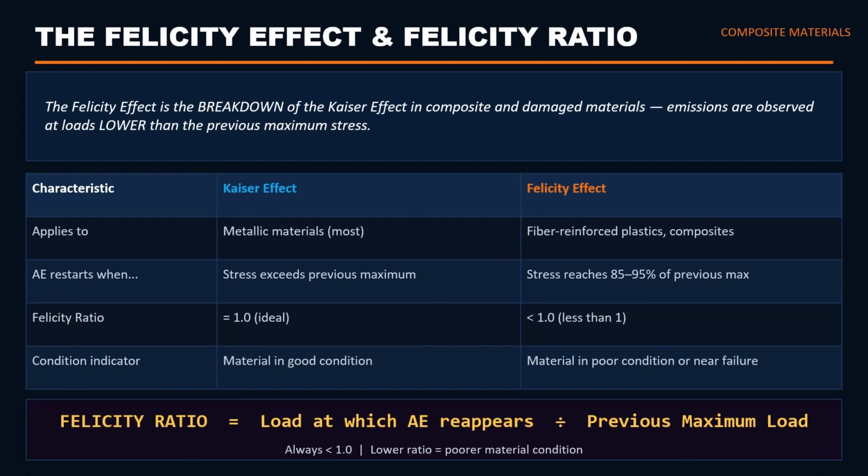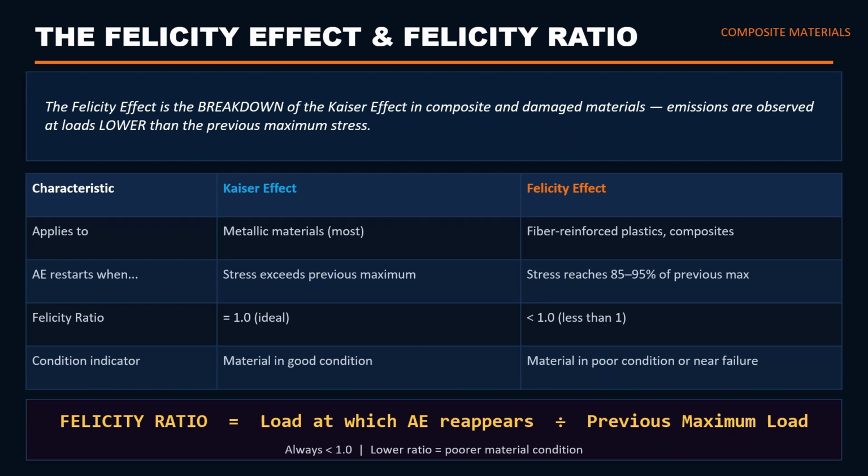Now, the Felicity effect is basically the breakdown of the Kaiser effect. This usually happens in damaged structures, degraded materials. Here, acoustic emissions restart before reaching the previous maximum. The material may be deteriorating.